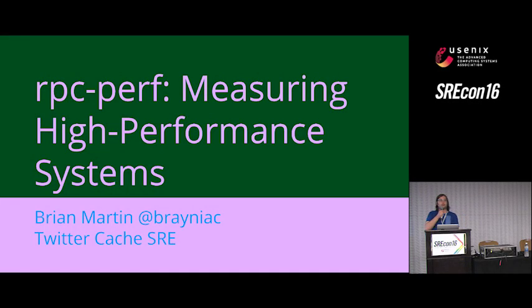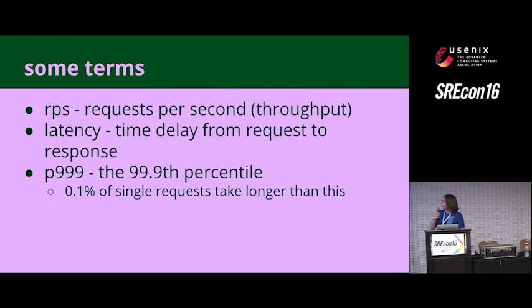All right, so my name is Brian Martin. I'm an SRE at Twitter working on the cache team. And today we're going to talk about measuring high-performance systems, specifically using a tool called RPC Perf. So before I get started, some vocabulary. We're going to be talking about RPS, which is requests per second, a measure of throughput. We're going to talk about latency, which is the time delay from request to response. And we're going to be talking about percentile latencies.